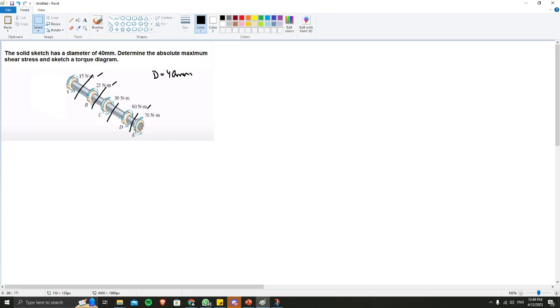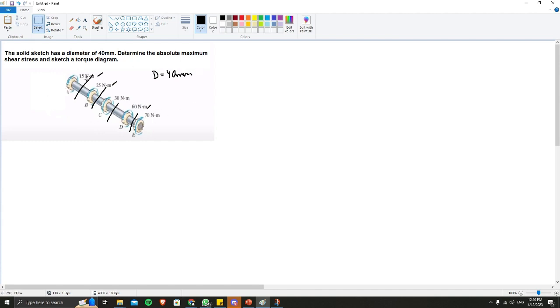Right, so now I have a solid shaft here. The solid shaft has a diameter of 40 millimeter. Determine the absolute maximum shear stress and sketch a torque diagram. So they ask for maximum shear stress and torque diagram.